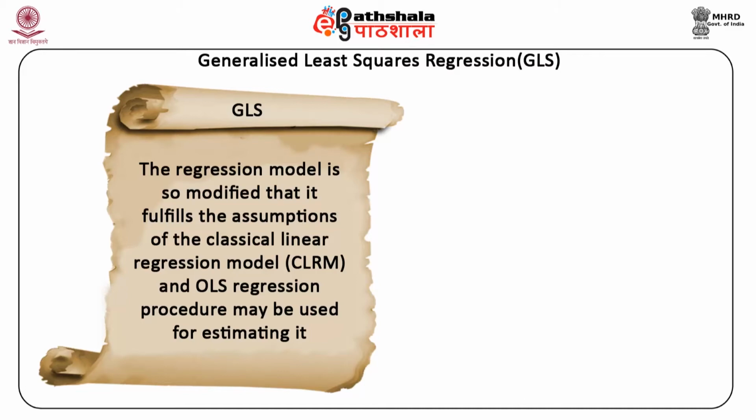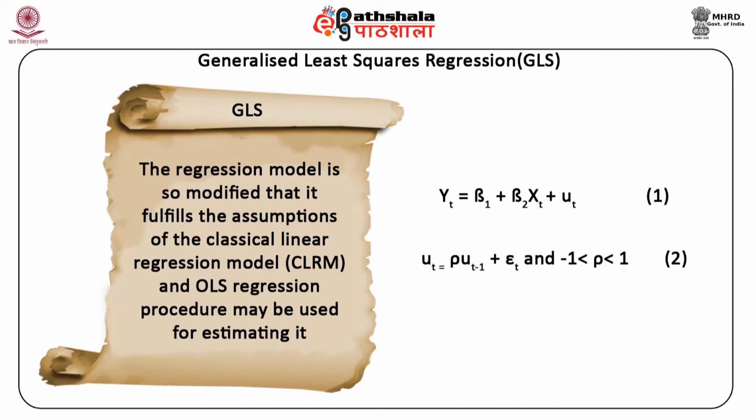So if the regression model is yt equals beta 1 plus beta 2 xt plus ut, which we can redefine as our equation 1, such that ut equals rho ut minus 1 plus epsilon t, and rho is greater than minus 1 and less than 1, let's define it as equation 2. This method exploits the fact that the covariance matrix of the error term ut can be obtained in terms of the autocorrelation coefficient and variance of epsilon t.